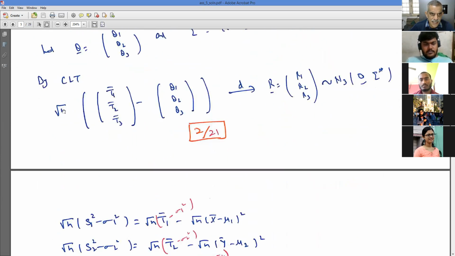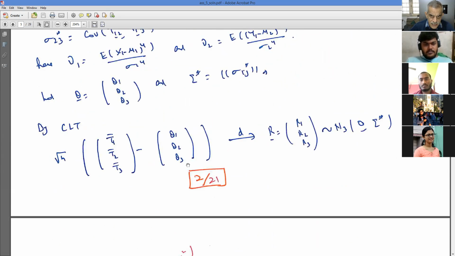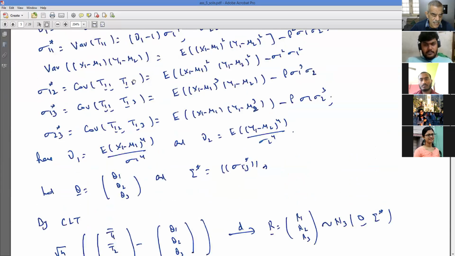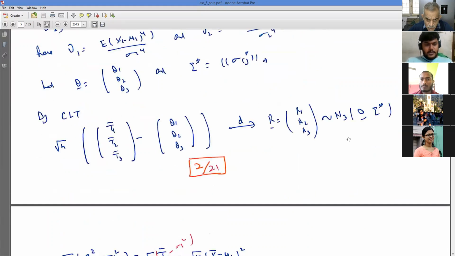So what do I get by the central limit theorem? Root n times the mean vector minus the corresponding mean theta 1, theta 2, theta 3 goes in distribution to R, which is normal 0, sigma star. And the sigma star terms are given by this. Right? Is that okay? Is that clear? Any doubt up to this? Yes, sir. No, sir. No doubt.